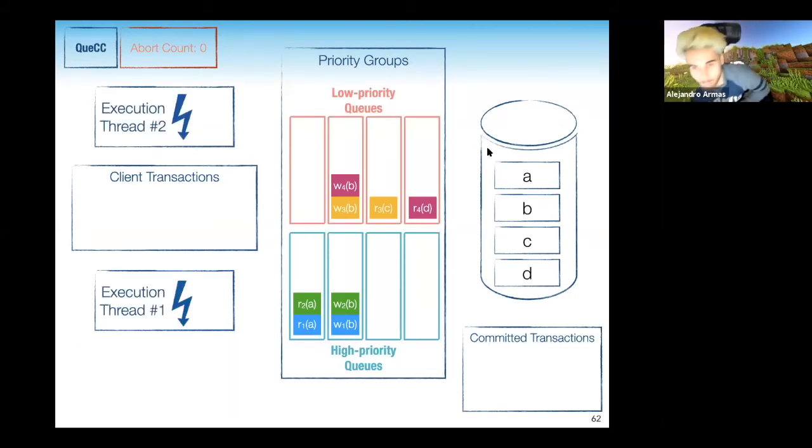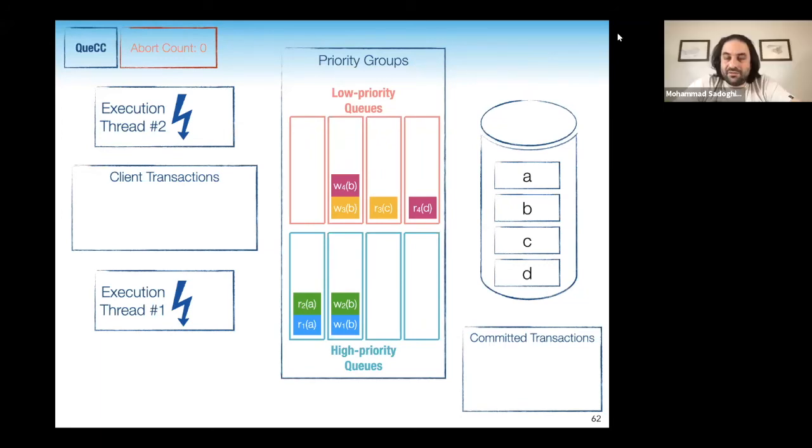So now let's look at what happens at execution. At the time of the execution, we no longer even have transactions anymore. We simply have operations. So when I'm looking at this, all I'm looking at is read A, read A, write B, write B, write B, write B. I don't even concern myself with which transaction they belong to. So at the execution thread, I basically start grabbing data from the queue.